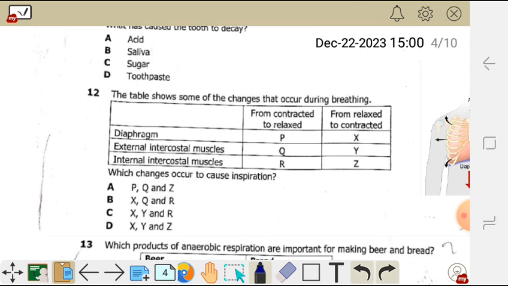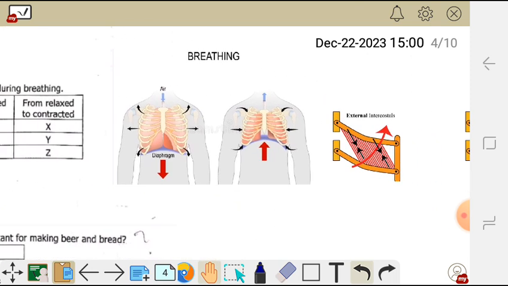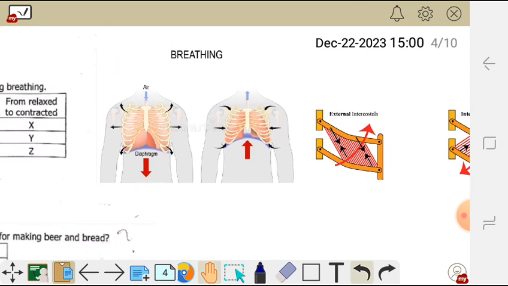So which changes occur to cause inspiration? Which changes occur to cause inspiration in all these, the diaphragm, external intercostal muscles, and internal intercostal muscles? What happens to them during inspiration? To answer this question, you need to understand what really happens to these structures during inspiration. So let's first look at this diagram here so that we understand what really happens during inspiration.